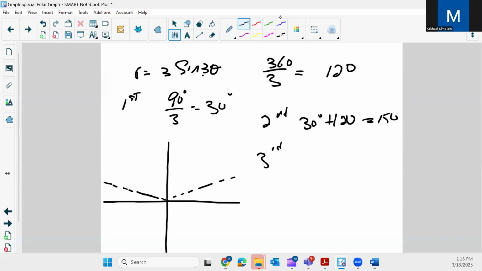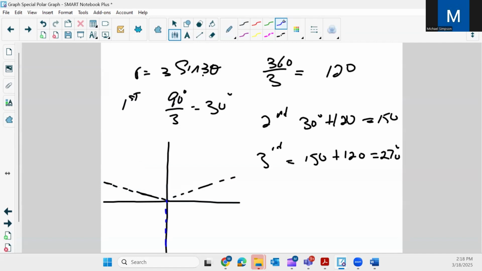If this is 150, then I have to add 120, right? So the third one's going to be 150 plus 120. Everybody see that? Remember, they're 120 degrees apart from each other. So if it's 150, then 120 going this way is going to be where? 270. So the other one is right here.